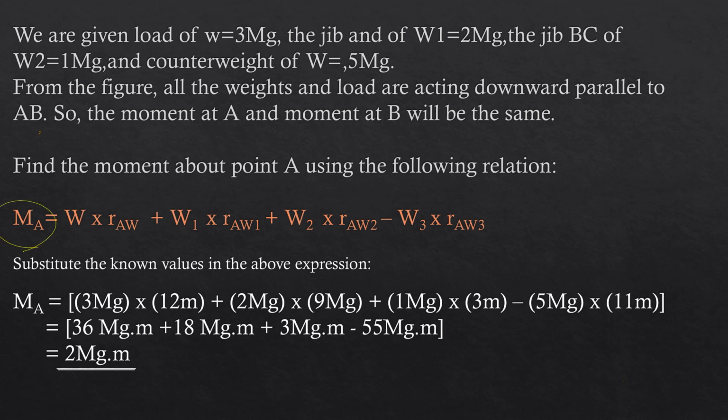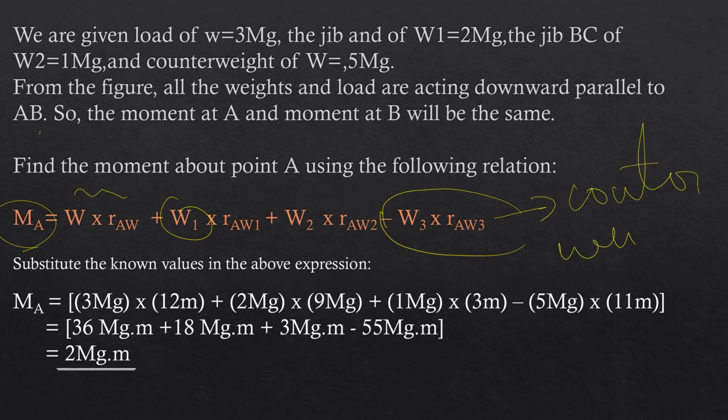That is force into the perpendicular distance: W1 into RA1, W2 into RA2, minus W3 into RA3. The reason for the minus over here is that it has been mentioned as counterweight, which is negatively taken over here. You got my point? It is in the opposite direction, so we take it as negative.